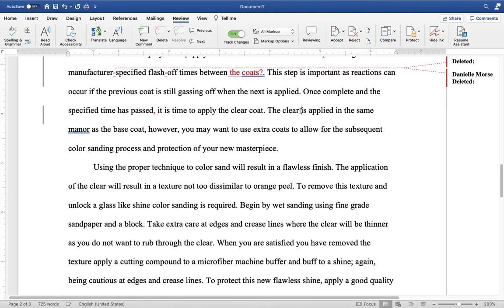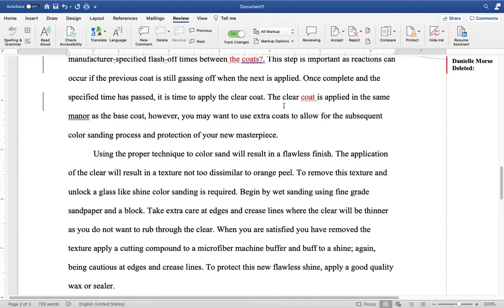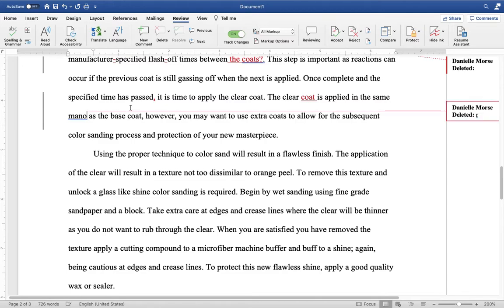The clear, can we say coat again? That gives us a nice backward forward. The clear coat is applied in the same manner, wrong, that's a homophone there, manner as the base coat, semicolon.